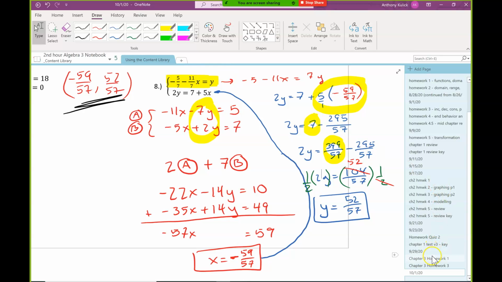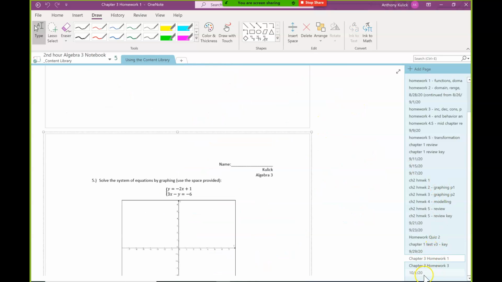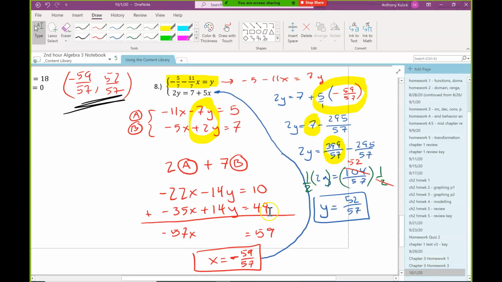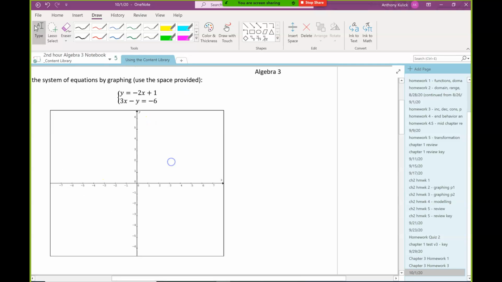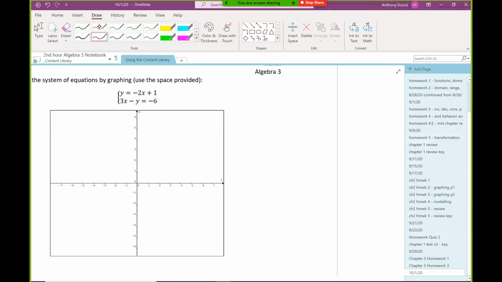Homework 1, number 5. Actually, I think I have that already on this page. Okay. So to graph these, the first equation is already in slope-intercept form, so I don't need to really worry about that one. The second equation I'm going to rewrite to put it in slope-intercept form, so I'll subtract 3x from both sides and then divide by -1. That gives me y equals 3x plus 6.